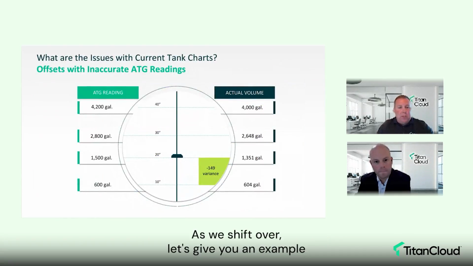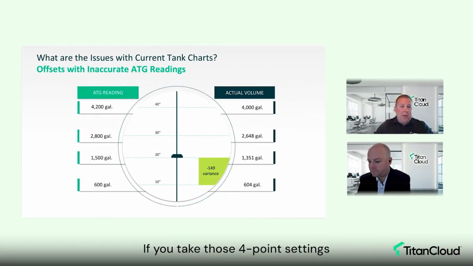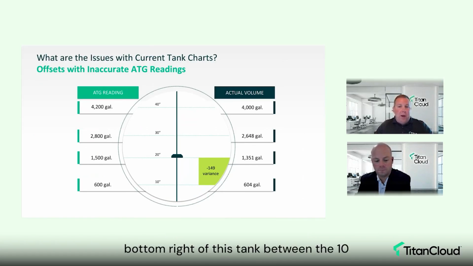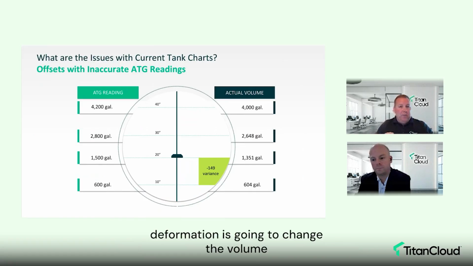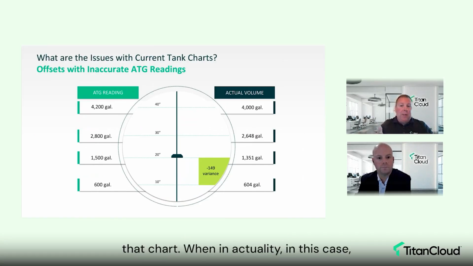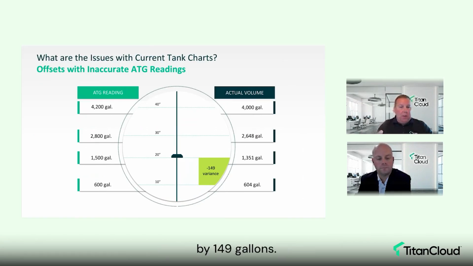Yeah. So as we shift over, let's give you an example of the challenges with interpolation. If you take those 4-point settings that we were talking about within the ATG, and you have a deformation like we're showing here on the bottom right of this tank between the 10 and 20 inch mark, that deformation is going to change the volume of fuel stored in that segment of the tank. So when that probe is at that height, the tank chart in the ATG assumes a uniform volume and provides the level specific to that chart. When in actuality, in this case, that indentation is reducing the volume of fuel by 149 gallons. So it's impacting the volume when that probe is at that height.